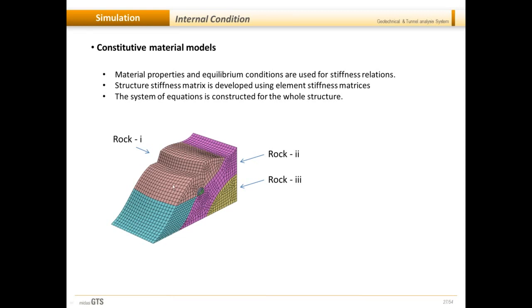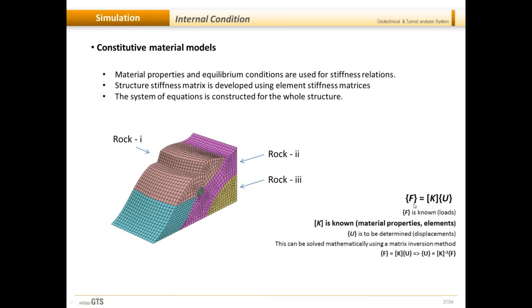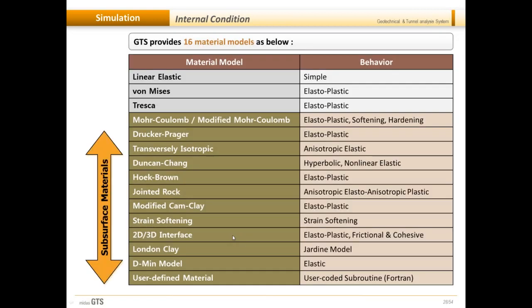So cutting short the technical jargon, I'll put it in a very simple manner. We all know this equation, F is equal to K times U. It's a fundamental relation. So when you're defining the constitutive material models, you're actually telling the numerical solver what values would be used for defining the value of K, which is the material properties and the element properties. So that's what you are entering in this step by defining the internal conditions.